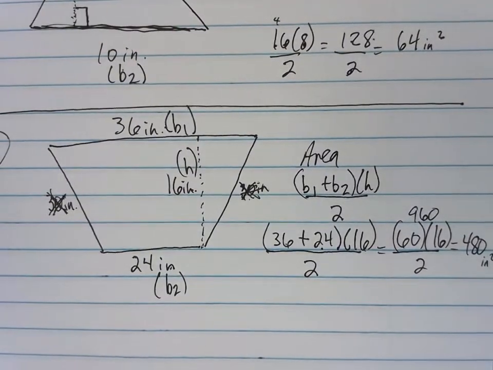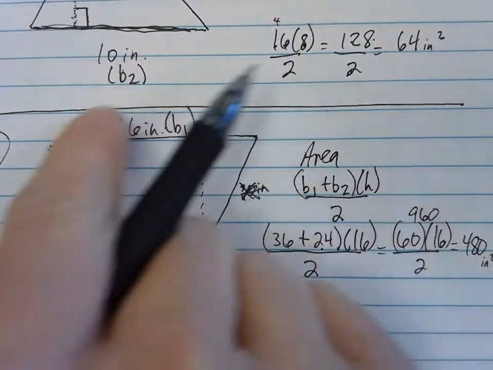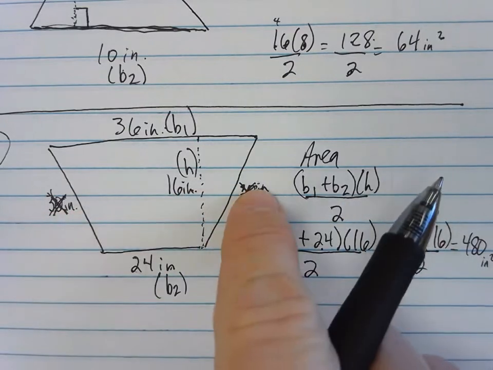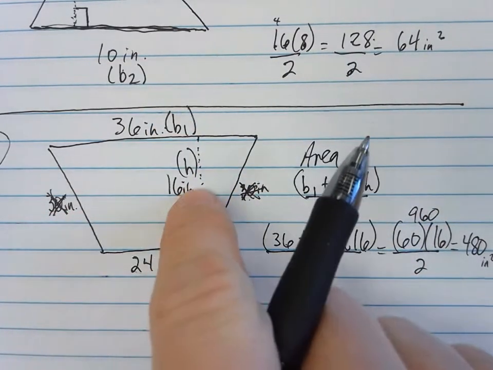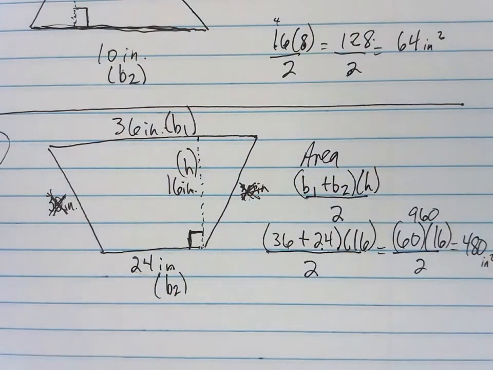Alright, again, if they give you these, unless it's asking you for the perimeter, you do not need them. You just need the bases and the height. Again, you can probably see that little right angle thing on there. Okay, so base 1 plus base 2, the height.